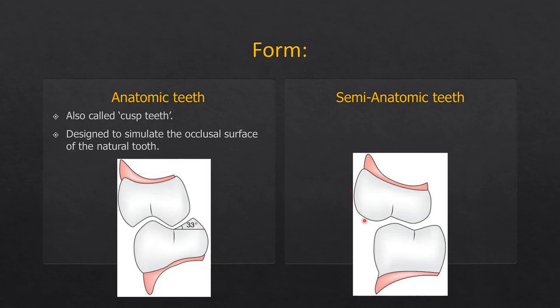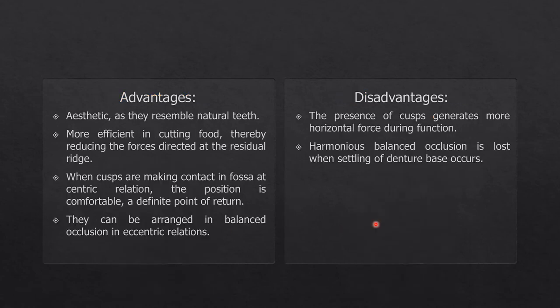Semi-anatomic teeth have shallower cuspal inclines as compared to anatomic teeth. Here the cuspal inclines are generally about 20 degrees, whereas in anatomic teeth they are about 30 degrees. So what are the advantages of these anatomic or semi-anatomic teeth? Of course, they are aesthetic. They look good if the patient has a large smile that exposes all the posteriors up to the first molar. They are also more efficient at cutting and incising food because of the sharp cusps.